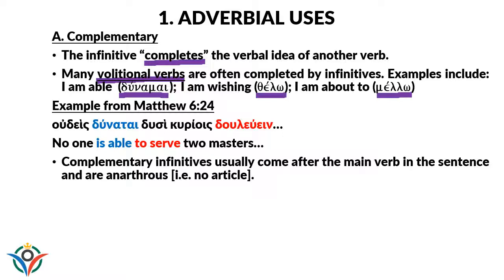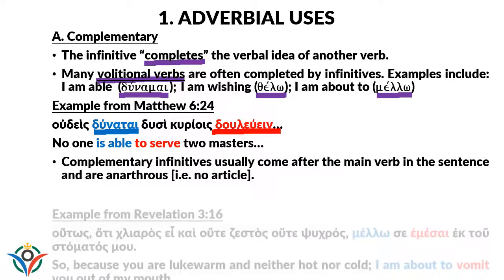The Greek reads, oudeis dunatai duси kuriois douleuein. No one is able to serve two masters. There we have the volitional verb dunatai, is able, and then it's completed by a complementary infinitive, douleuein, to serve two masters. Take note that complementary infinitives usually come after the main verb in the sentence and are anarthrous, i.e. they have no article.